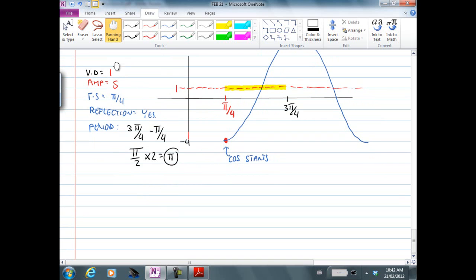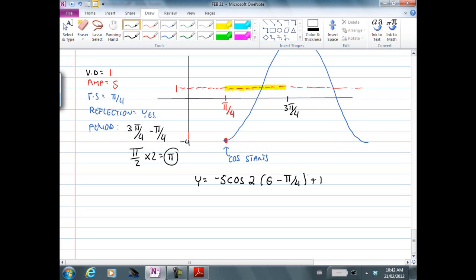So guys and gals, I have everything. Create a cos equation for this now. So you have vertical displacement, amplitude, period is pi. Reflection, everything is there. Create a cos equation. So you have y equals -5 cos 2 theta minus pi by 4 plus 1.